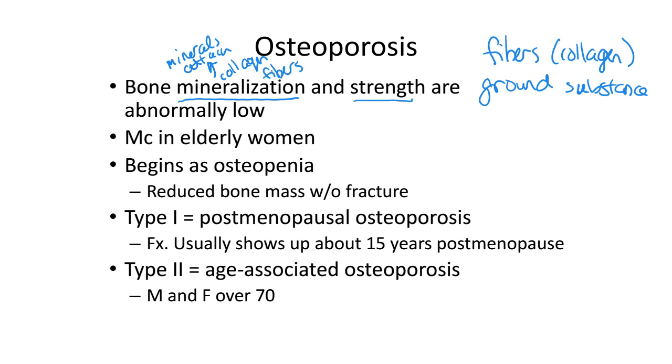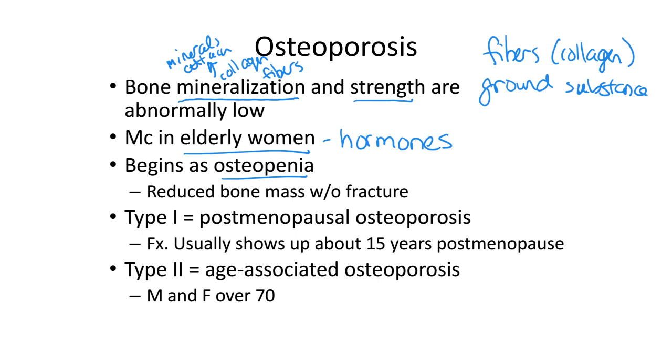And so with osteoporosis, those minerals are being stripped off. And so the bone is losing some of the hardness that it had. And it's becoming more just the fibers. It is more common in elderly women. There's a couple of different types, but just in general, it's more common in elderly women. Some of that is going to be due to the hormonal changes that women see as they age. It'll begin as osteopenia.